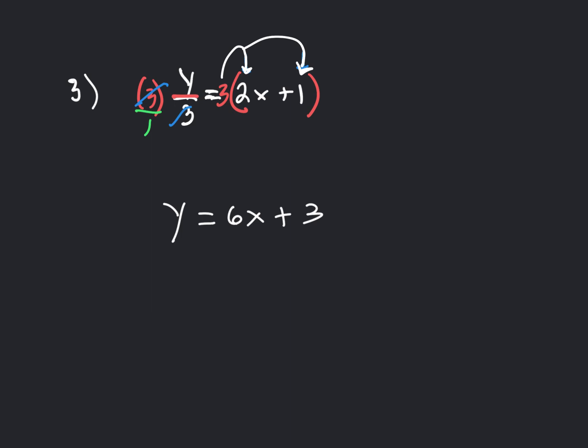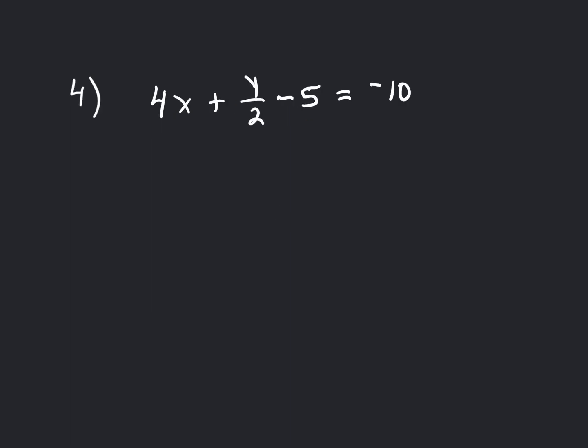Let's try another one. This one is a little bit longer. If you notice, on the left-hand side, we actually have 3 terms. And remember, we're trying to get y to be by itself. So we want to remove the subtract 5 by adding 5 to both sides.